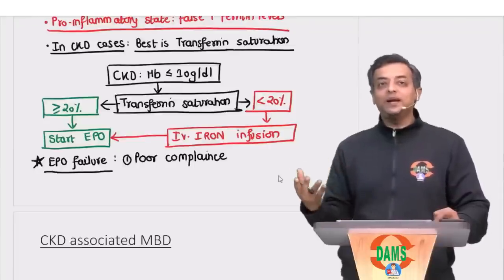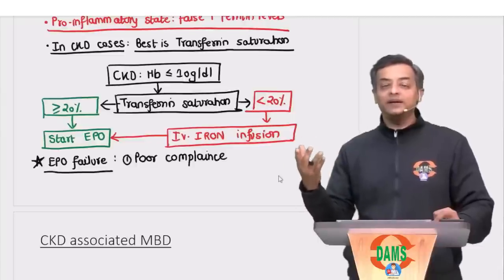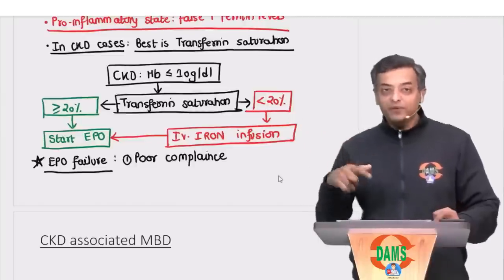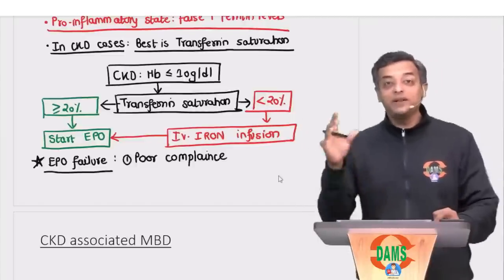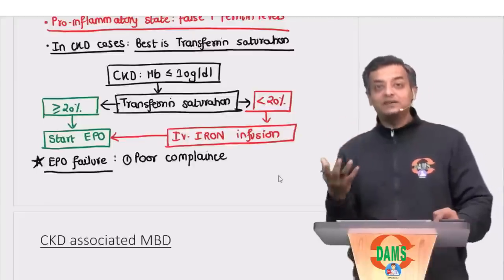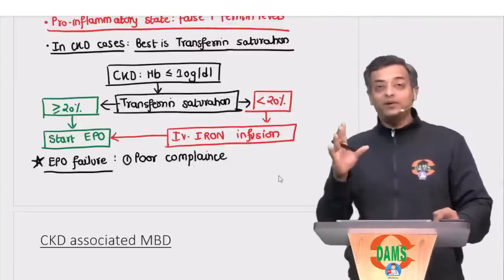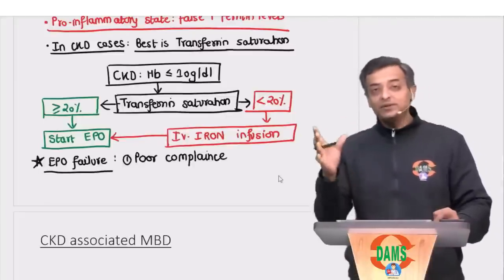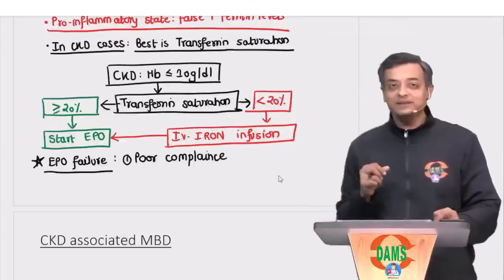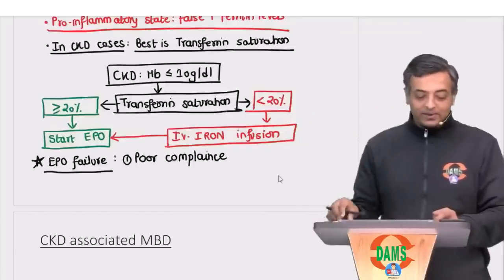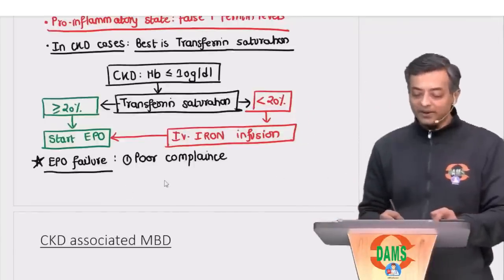You tell them to take erythropoietin thrice a week, they will take once a week. If you tell them to take 10,000 units, they will take 6,000 units. And they will say, we are saving, we don't want any side effect. But actually they are only saving money, nothing else. But that can be a common cause of erythropoietin failure.